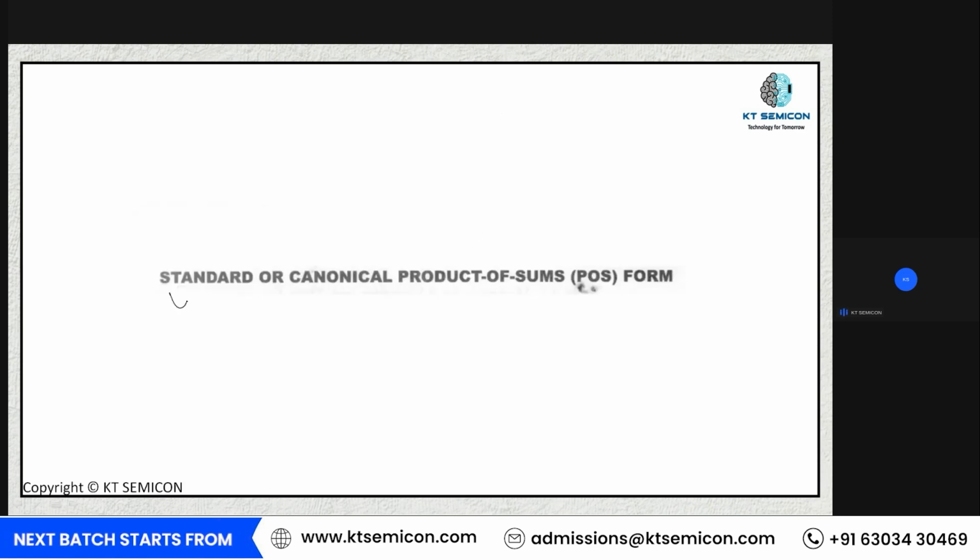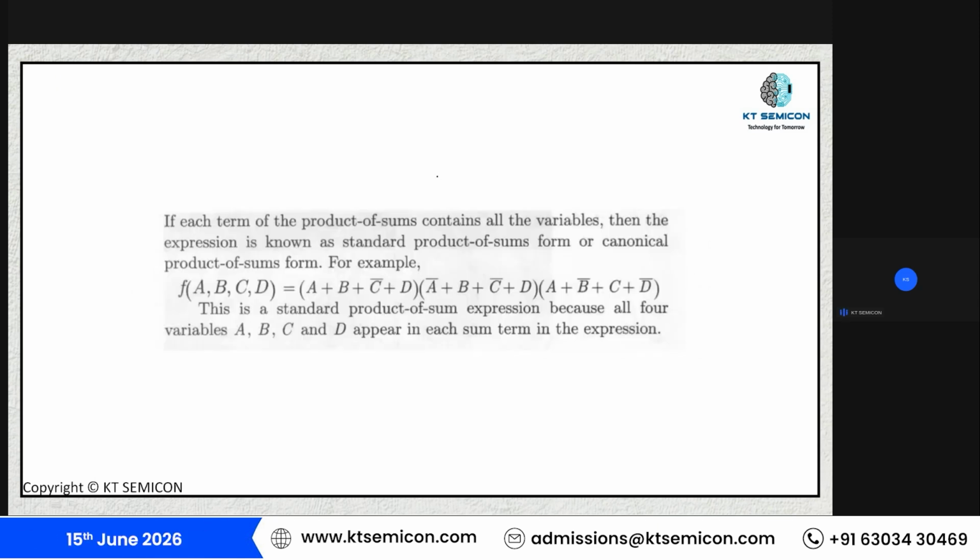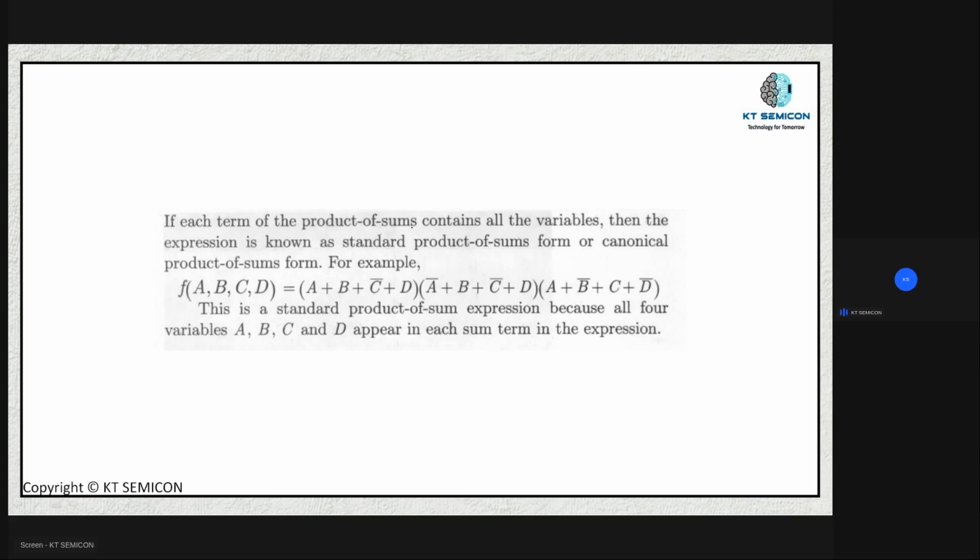Now, coming to the standard or canonical POS form of representation. In the case of the standard or canonical form, if each term of the product of sums contains all the variables, then the expression is known as a standard POS form of representation. So, if your POS form needs to be called a standard form, then each particular term should have all the variables which should be present.